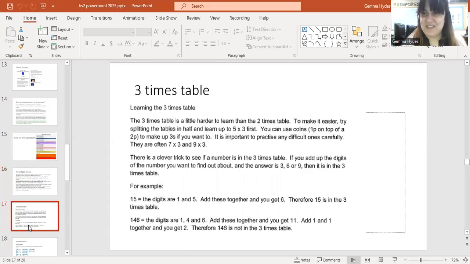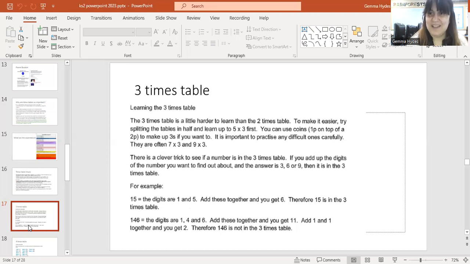So in order to get our children ready, we try and teach them little tips and tricks so that they can learn their times tables effectively. So the 3s are hopefully quite easy to learn. We do a lot of counting up and down in 3s, but also there's another little trick to see if a number is in the 3 times table. So if you add up the digits of the number you want to find out about, and the answer comes to 3, 6, or 9, then it is in the 3 times table.